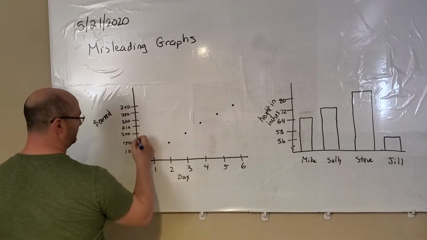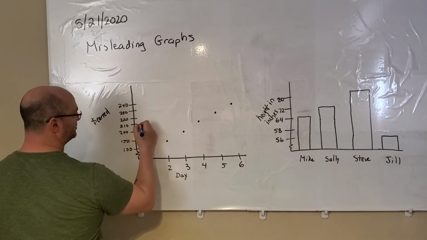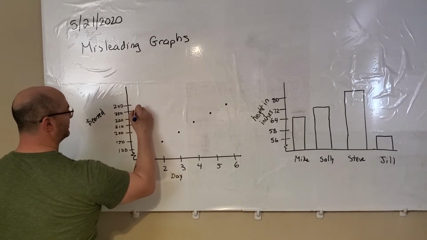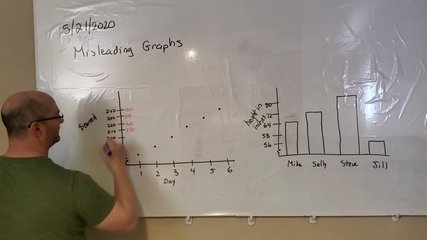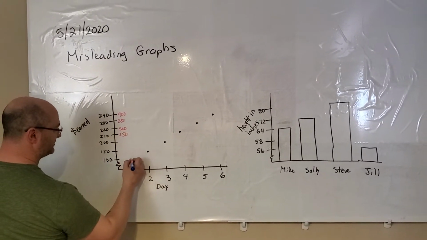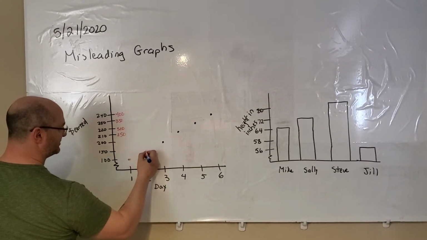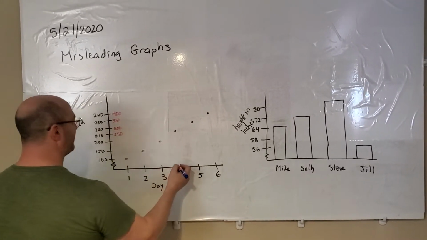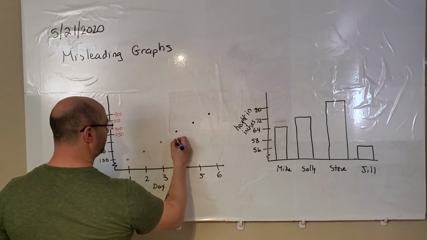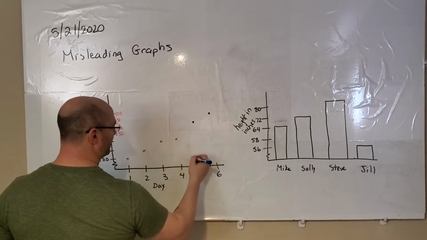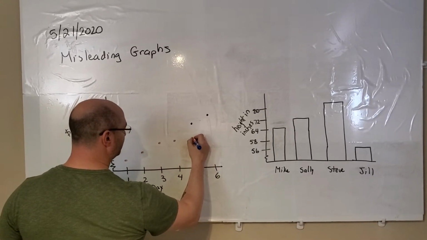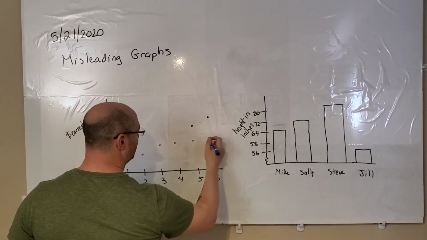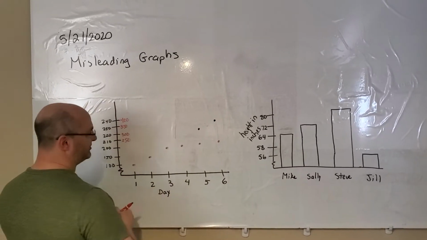So here's 210. So 150, 200. This should really be 250, 300, 350, 400. So this dot still stays the same. This dot still stays the same. The 3 still stays the same. Now the 4 was at 210. That's like here. The 5 was at 220. That's like here. And the 6 was at 230. That's about here. So let's put that other dot back in.